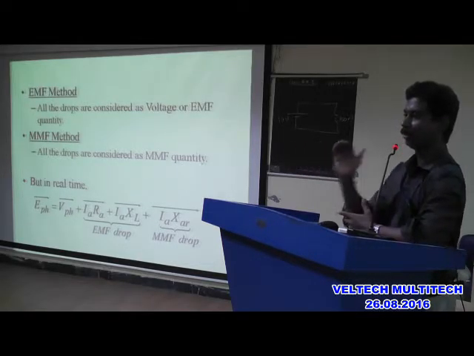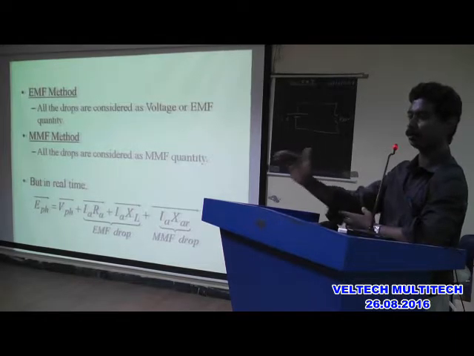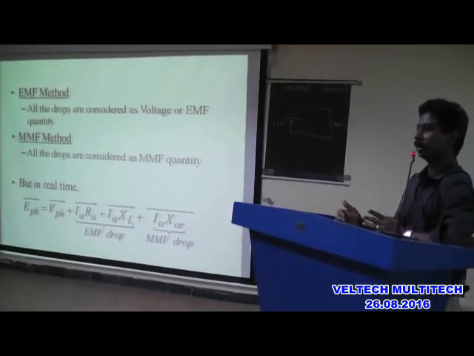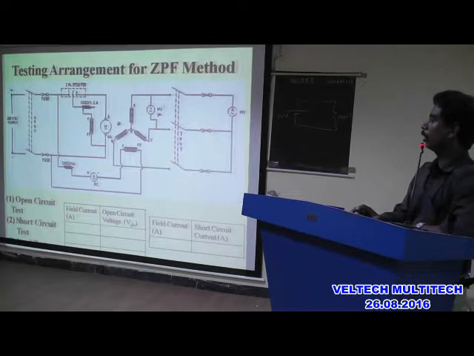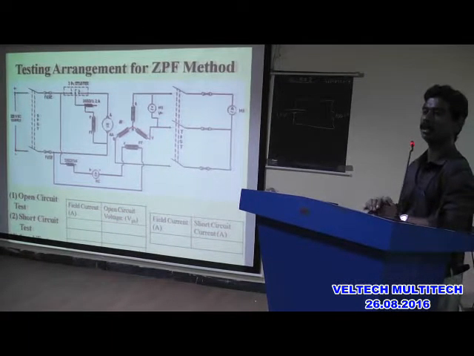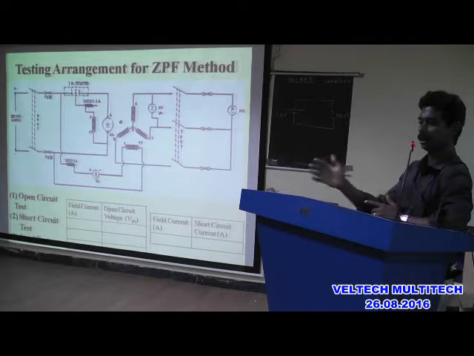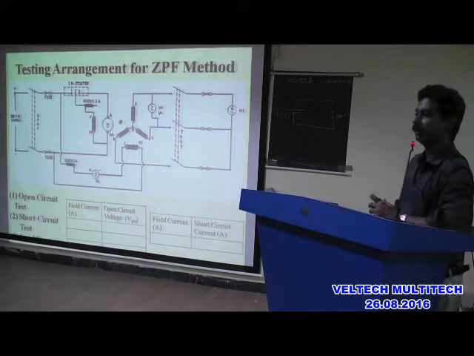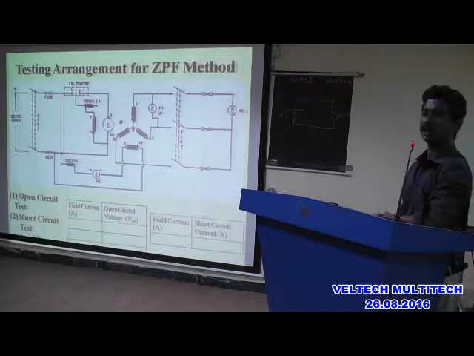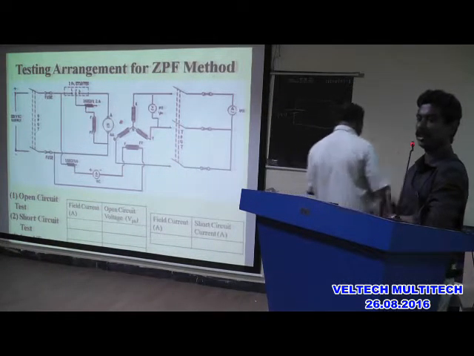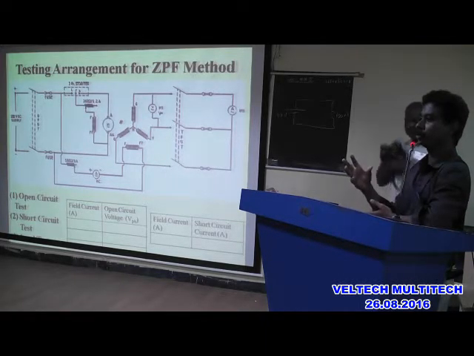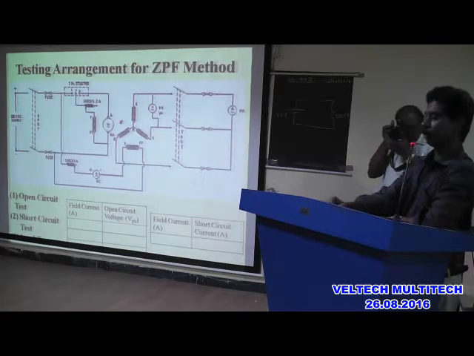But in ZPF method, we are calculating voltage regulation as per the real situation. That means we are considering IaRa and IaXL as EMF quantity, IaXar as the MMF quantity. Here we have to conduct open circuit test and short circuit test. Then additionally we have to conduct one more test, that is called ZPF test, zero power factor test. You get zero power factor lagging with a pure inductive load, where the angle between voltage and current is 90 degree. So phi is 90 degree, cos 90 is zero. So you have to use pure inductive load to conduct the load test.